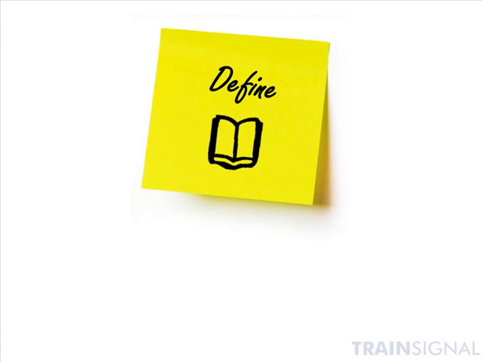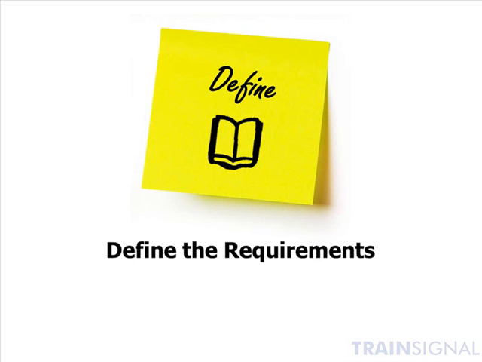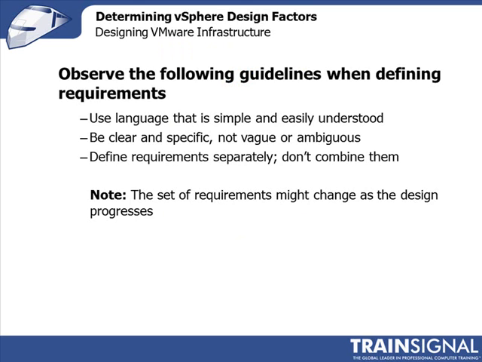Once you've gathered all this information, once you have talked to the lines of business, you've reviewed documentation, you've assessed the current environment, you've gathered all of the details that we've discussed so far, then you're ready to actually sit down and try and define the requirements for this design. As you go through this process, let me provide a few guidelines that might help. First, you're going to want to use language that is simple and easily understood.